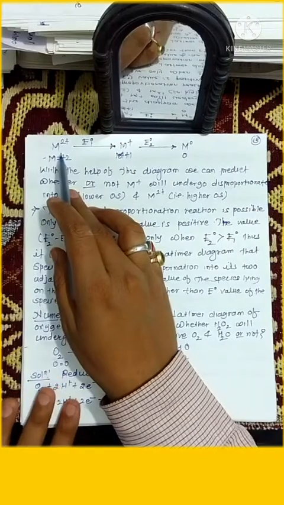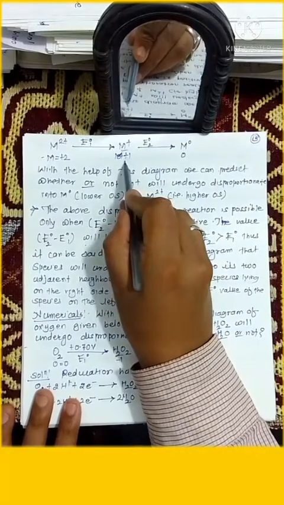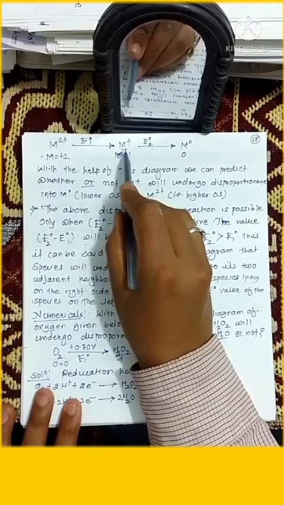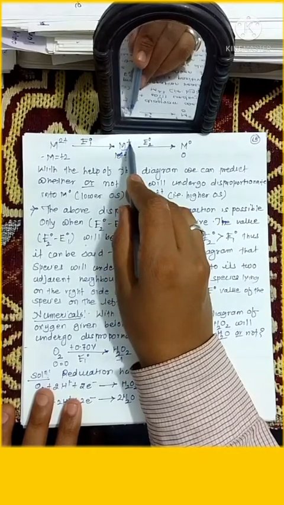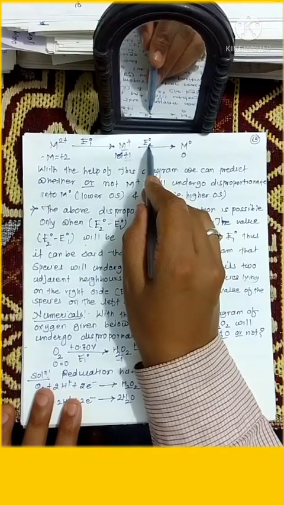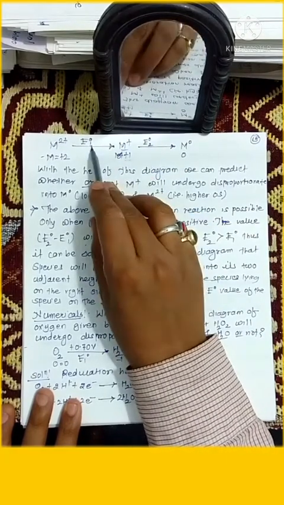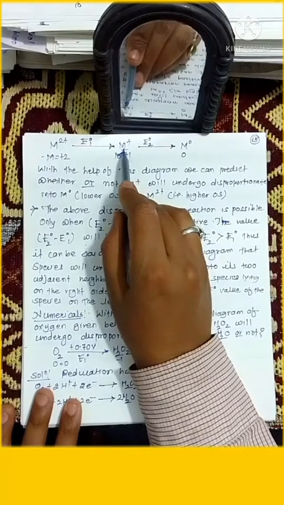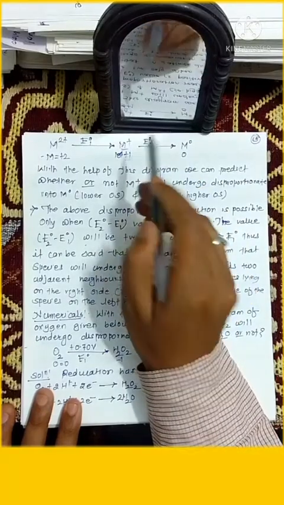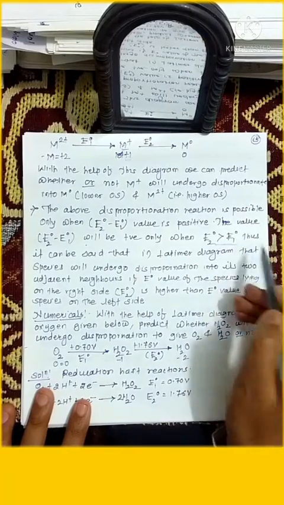in this Latimer diagram, your M plus is present in +1 oxidation state. Now we have to decide whether M plus disproportionates or not. If E2 minus E1 is positive, then only M plus disproportionates into M2 plus and M0. It simply means that E2 should be greater than E1.